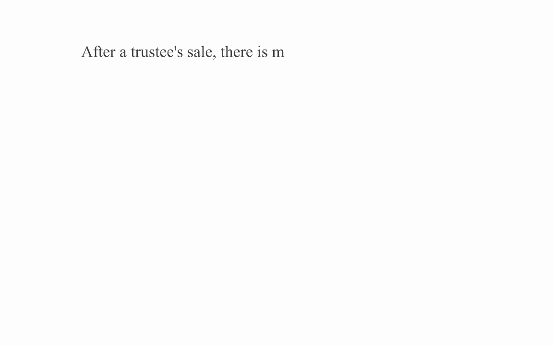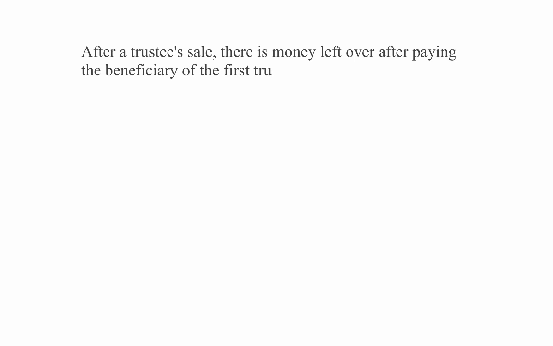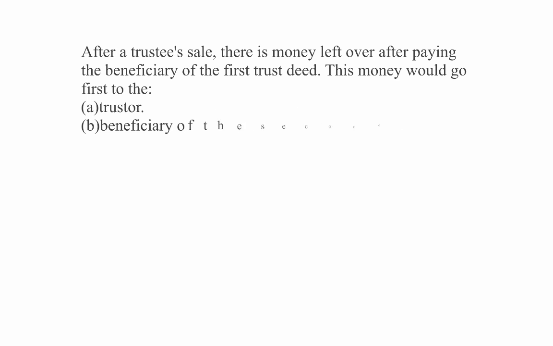After a trustee sale, there is money left over after paying the beneficiary of the first trustee. This money would go first to the A. Trustor, B. Beneficiary of the second, C. State, or D. Beneficiary of the first.